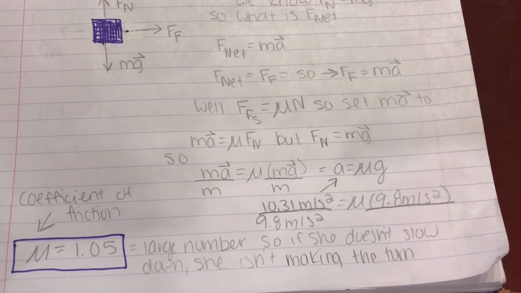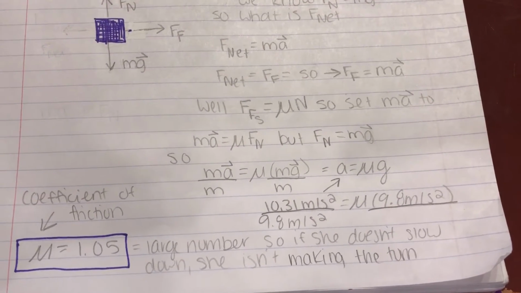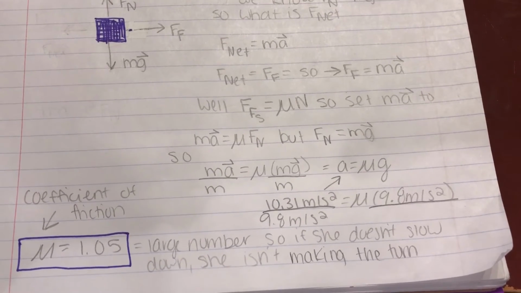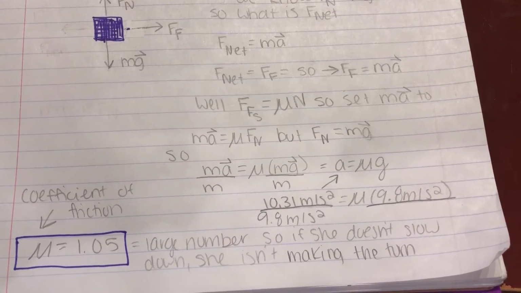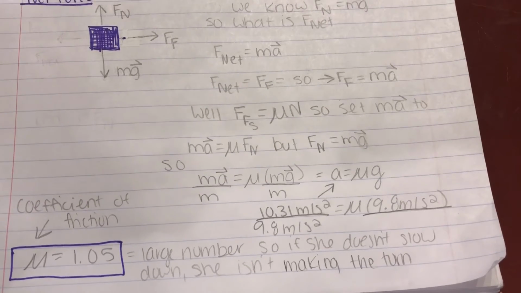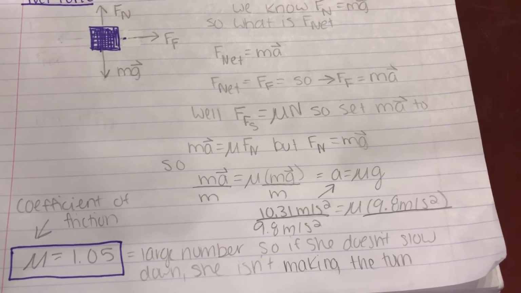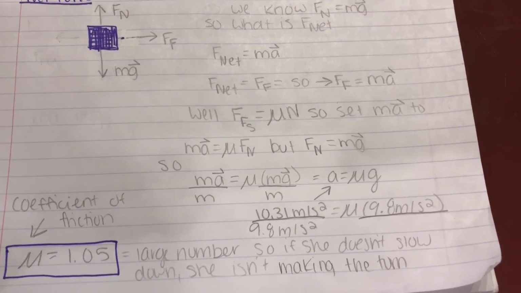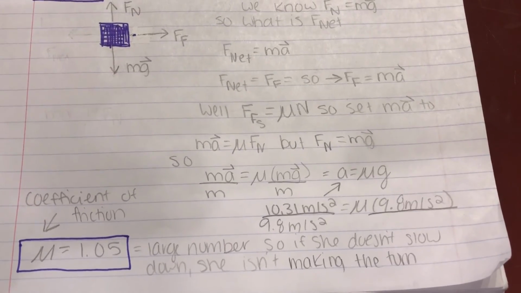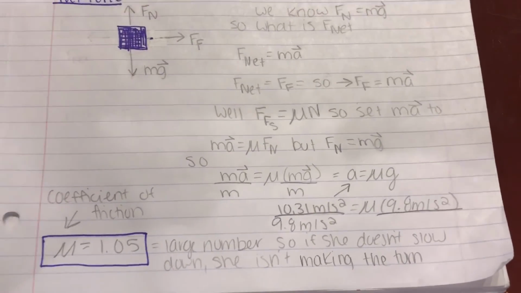We already found our acceleration in the first part, so we're going to divide that by 9.8 meters per second squared, which is going to give us a coefficient of friction of 1.05. Because this is such a large number for the coefficient of friction, we can determine that if she's going 19 meters per second, she's probably not going to be able to stay on the road at that speed.